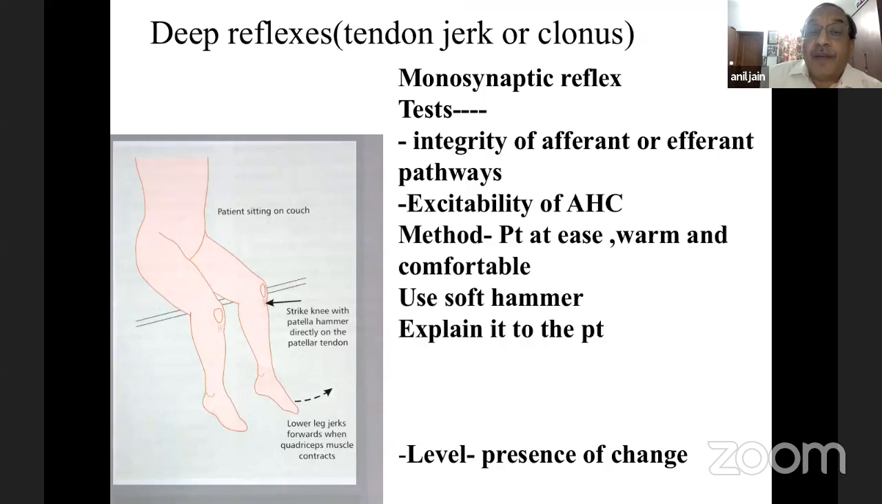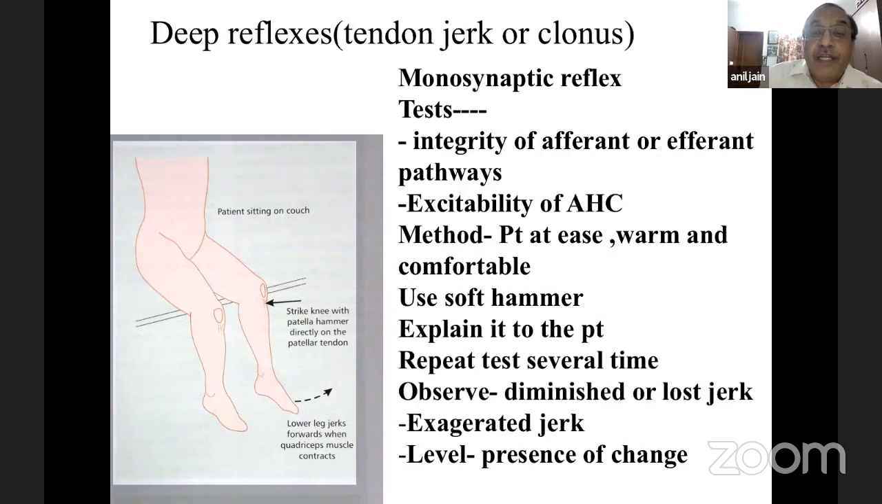Make the patient comfortable and at ease. Use a soft hammer. Explain to the patient that you are going to give a gentle tap with the soft hammer. You may need to repeat it sometimes, testing several times. What you need to observe is whether the jerk is diminished, lost, or exaggerated. And here again, you need to see not only the movement of the limb, but the contraction of the muscle occurring.